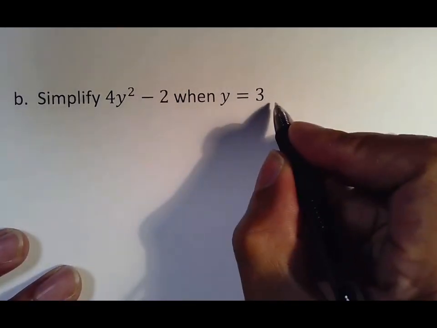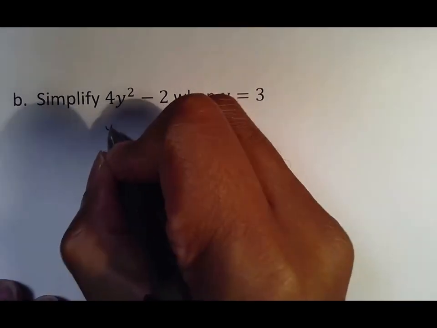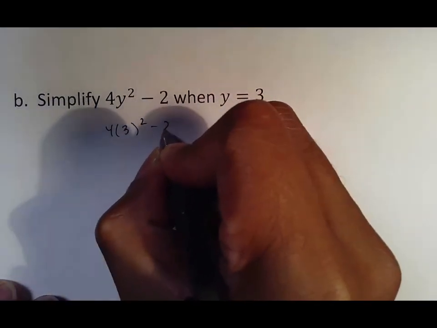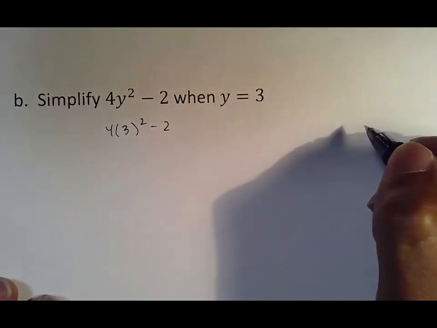4y squared minus 2 and y is 3. So we need to, first off, pause this, try it out, and see how you do. And I'll go ahead and start now. Substituting first. Y is equal to 3, so we put in the 3.